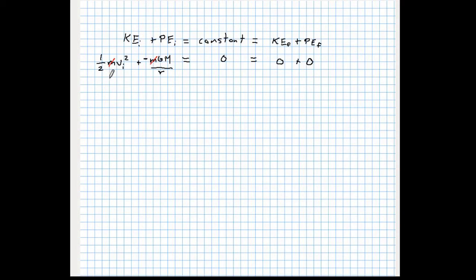So then let's move some things over to the other side. I've got v_i squared over 2 equals positive big G times the mass of the Earth divided by the radius of the Earth. Then I'm going to multiply the 2 over to the other side and take the square root. So the v initial that I need is equal to the square root of 2GM over R. That's the velocity you need to escape from the Earth.